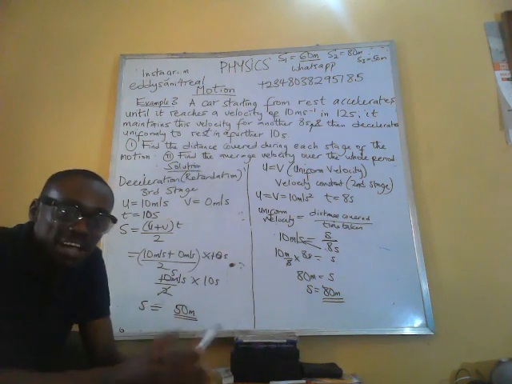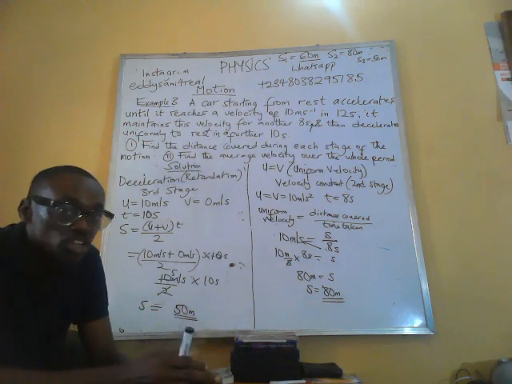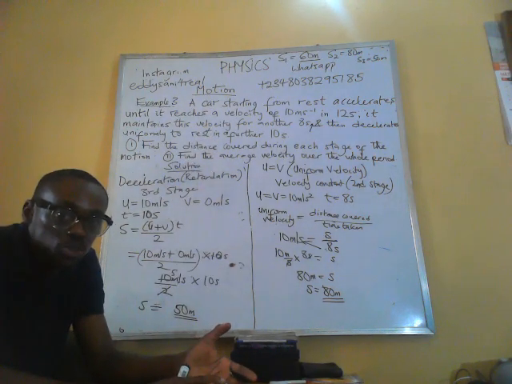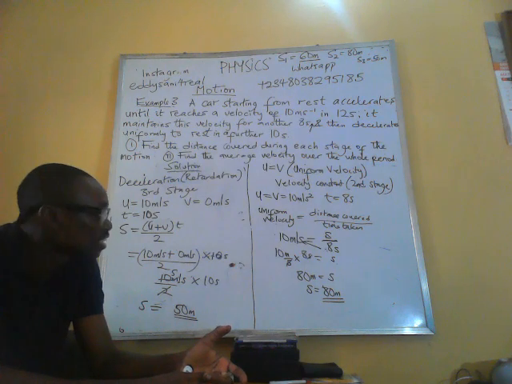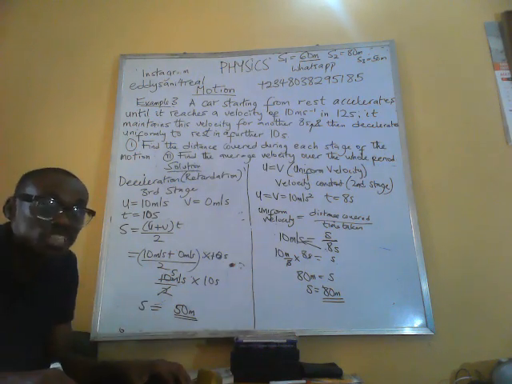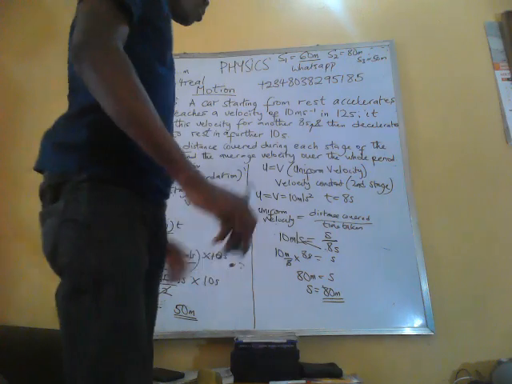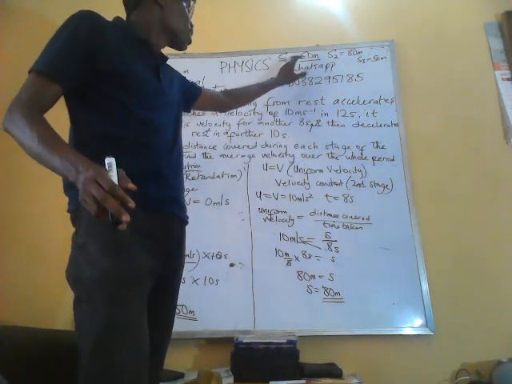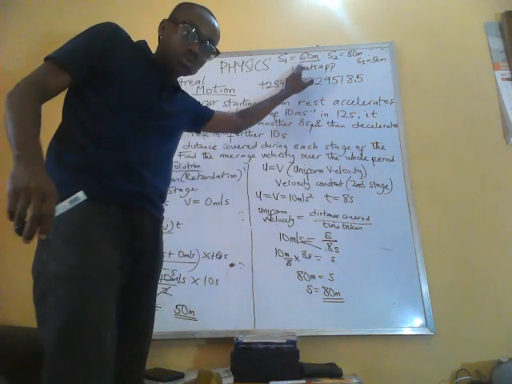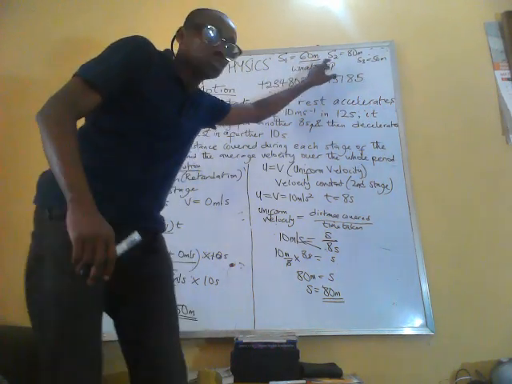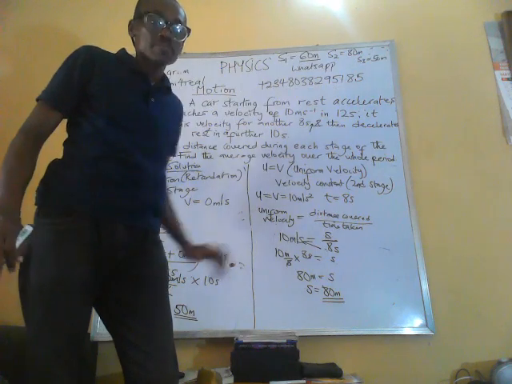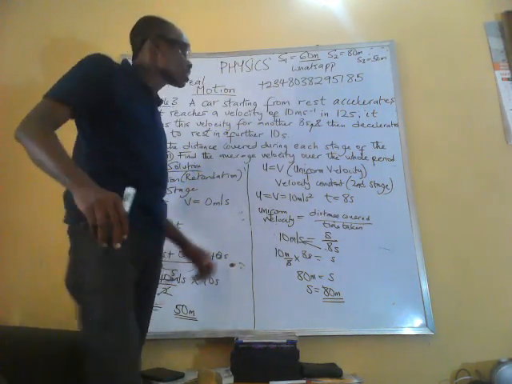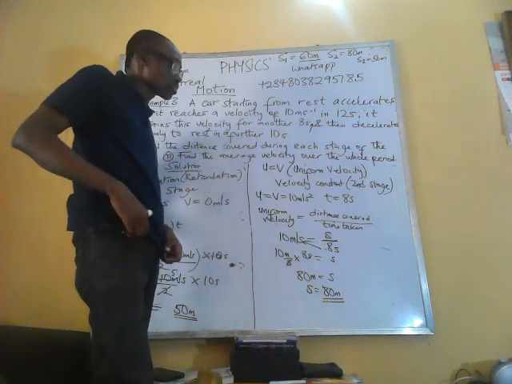So from here we can calculate the total distance during the entire journey by adding the distance during stage 1 plus the distance during stage 2 plus the distance during stage 3. Although we're not asked, let's get it. That will be the distance covered during the entire journey.